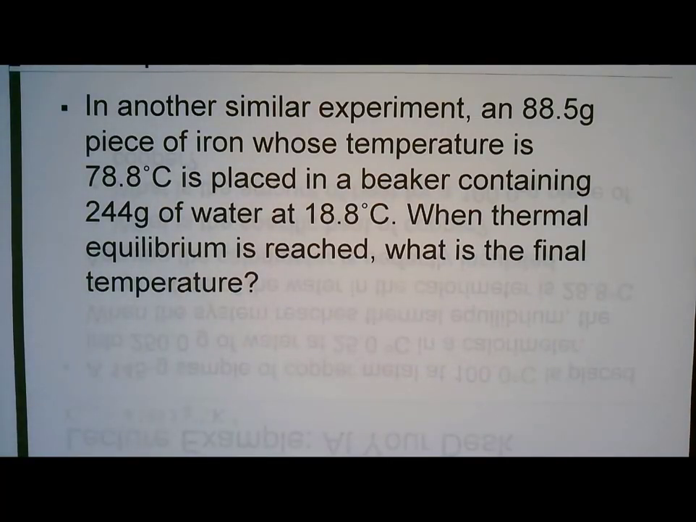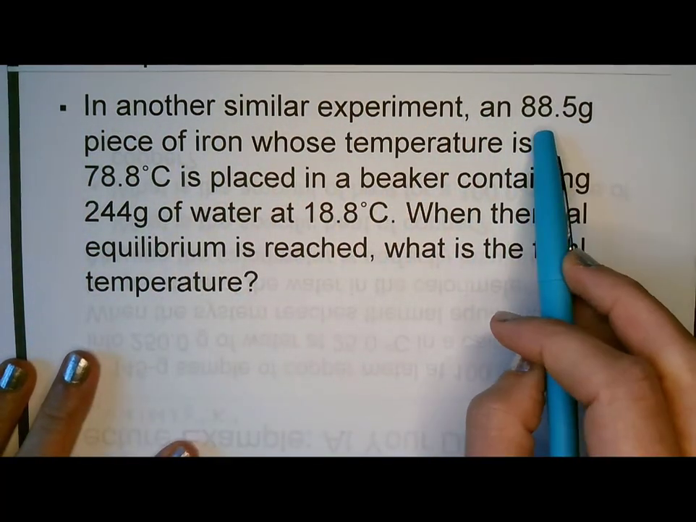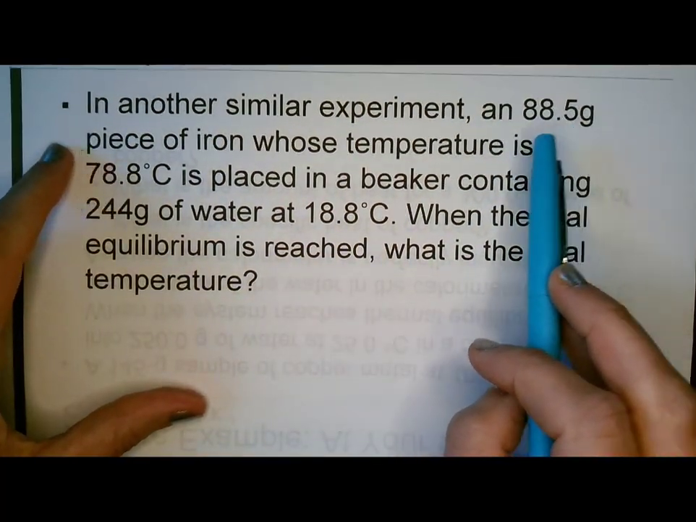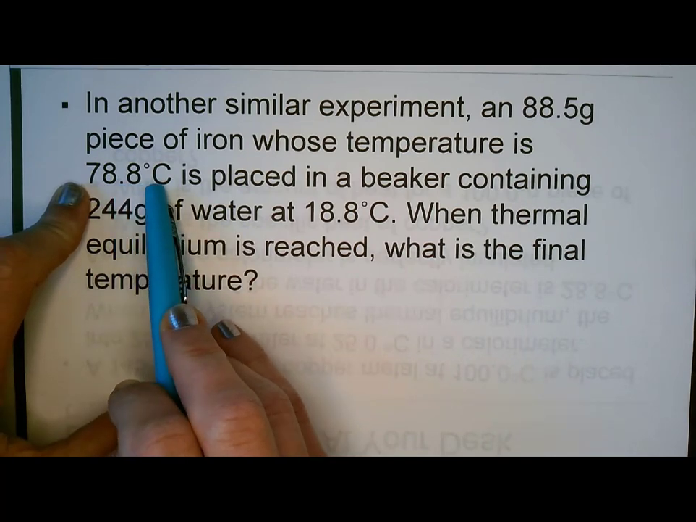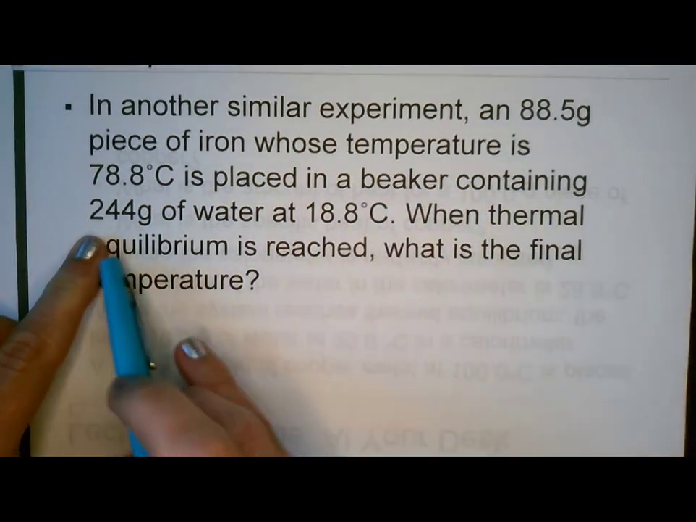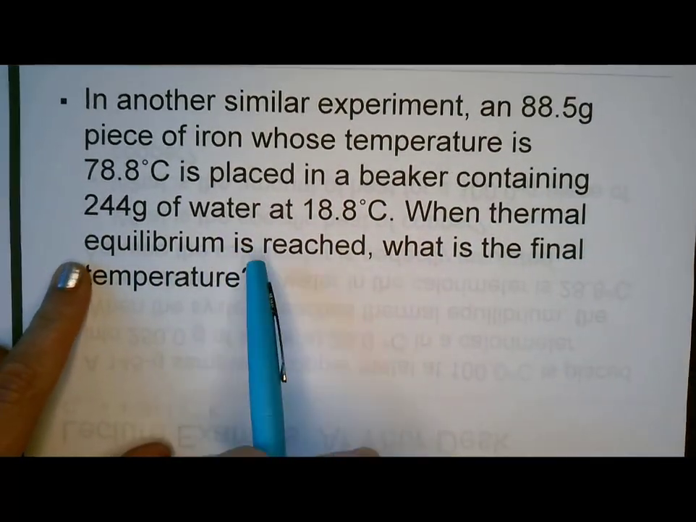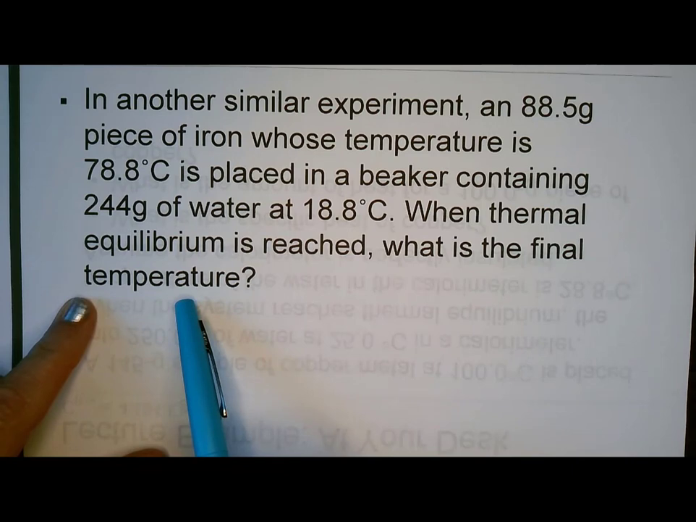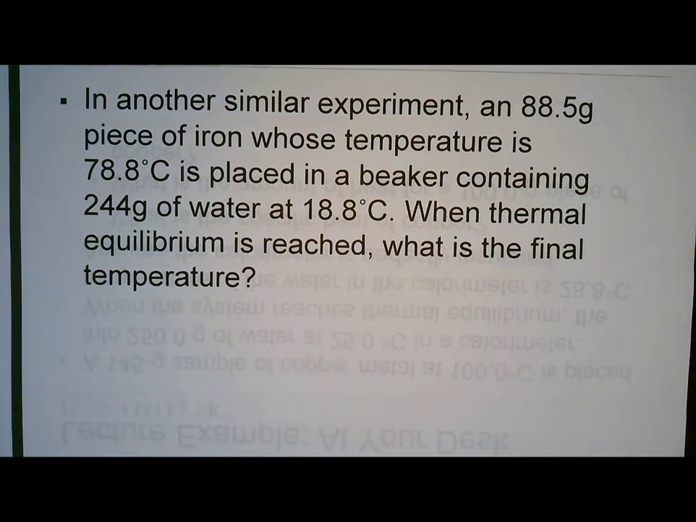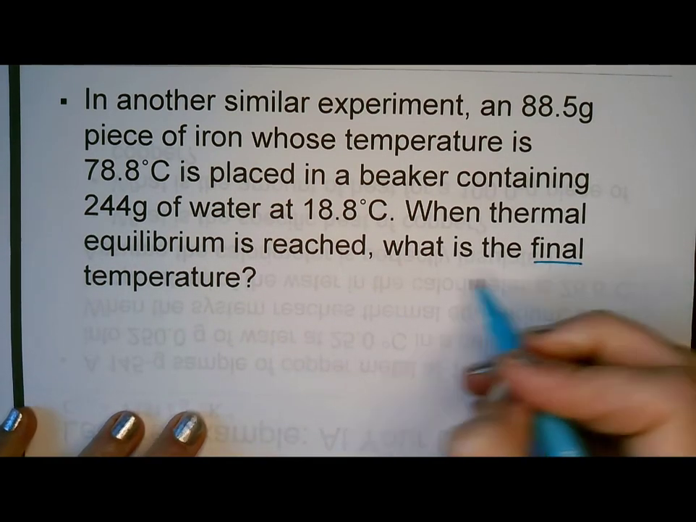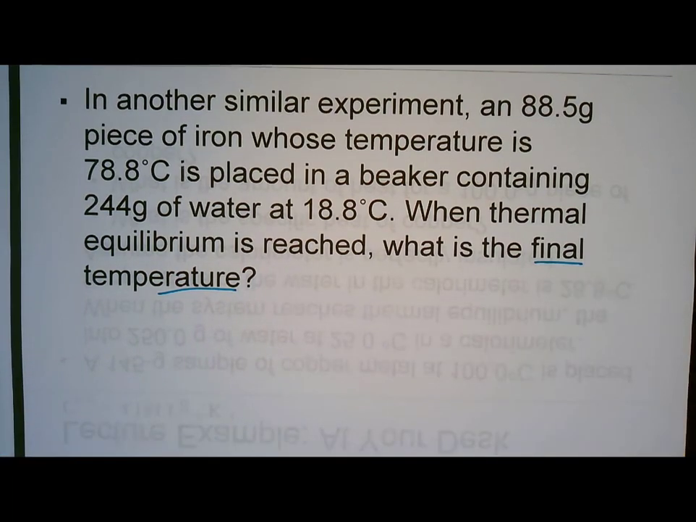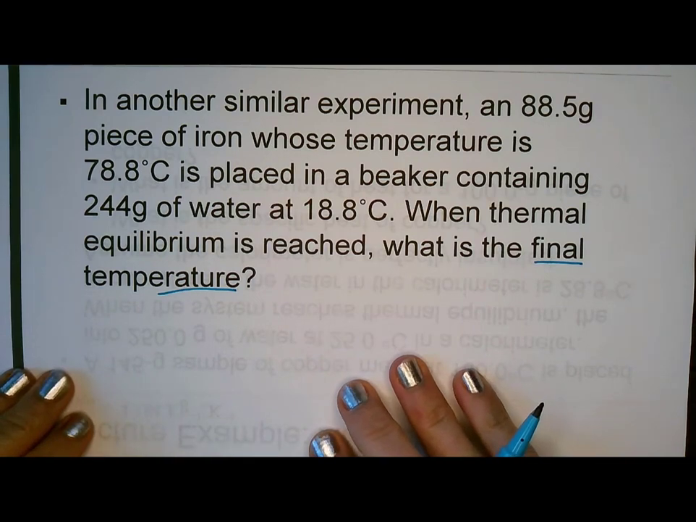Let's look at another example. Let's say we have a similar experiment where we've got an 88.5 gram piece of iron. Its temperature is 78.8 degrees Celsius. It's placed in a beaker containing 244 grams of water at 18.8. When thermal equilibrium is reached, what is the final temperature? How could we go and set that up? We do know the specific heat of iron that we just found in that last problem.